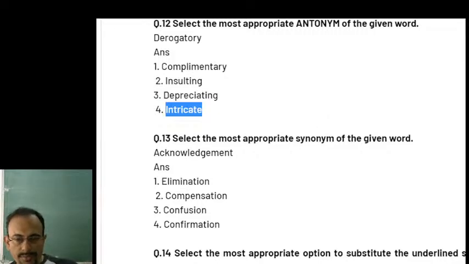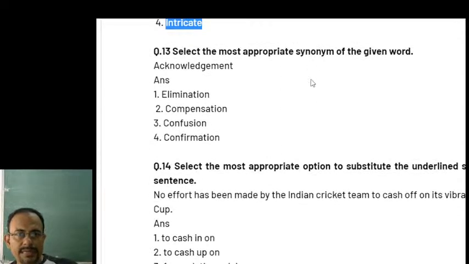Question number 12. Yes, question number 12. Shraddha, Sejal, Prakhar, Vagasri, all are saying 12-1. Yes, it's correct. Complimentary is the correct answer. Okay. So now let's move on to the next one. Select the most appropriate synonym of the given word.